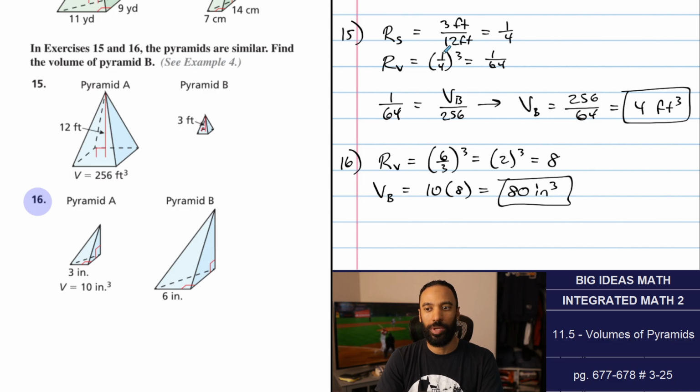You might be asking, how do we know which one to divide? Do we make it bigger? Do we make it smaller? Do we go from B to A? It doesn't matter. As long as you correspond, you go in the proper direction when it comes to corresponding parts.